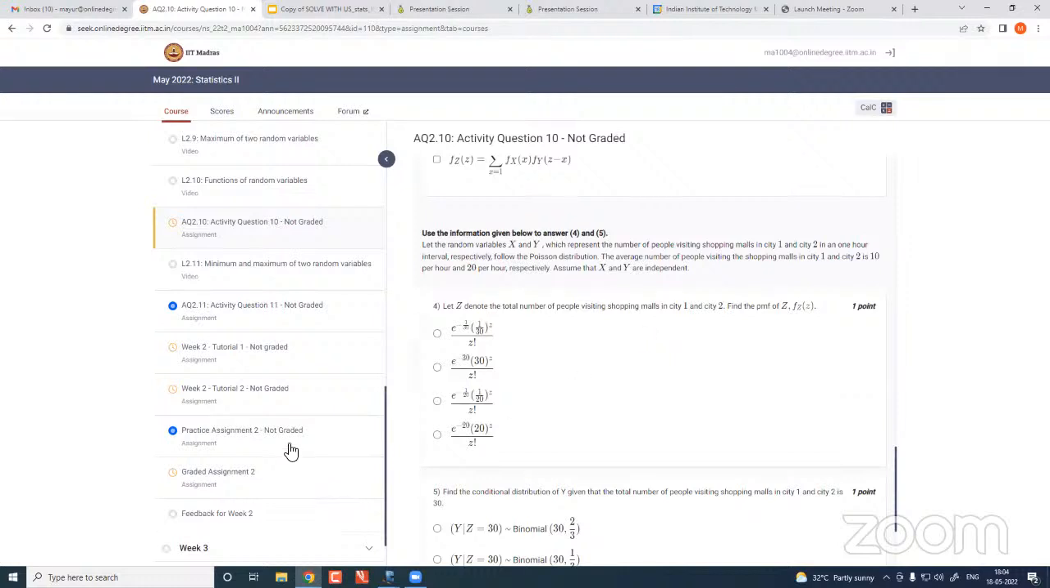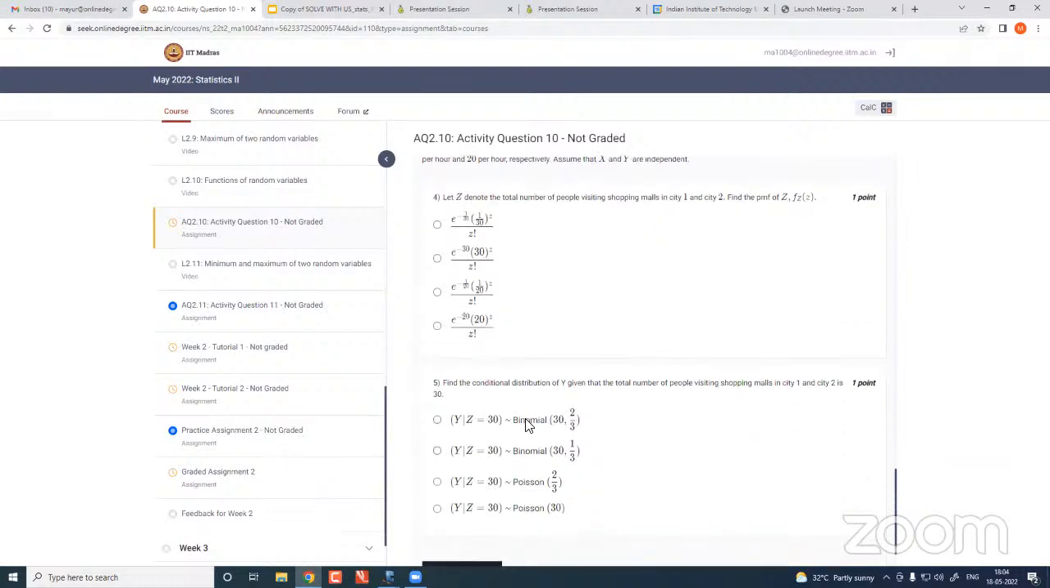Sir, the fifth question. Is the fifth the same again? It's a conditional probability. Is it not difficult? The fifth one is also something you can do. What do you have to find? Y given Z equals 30.